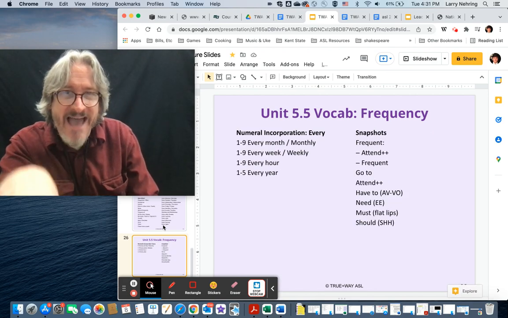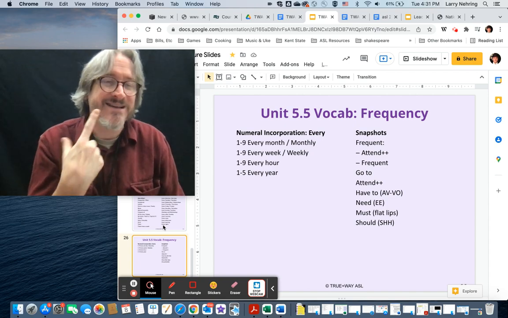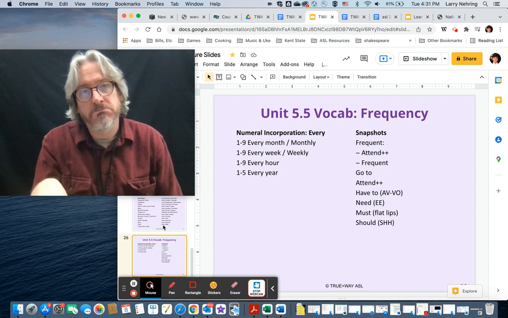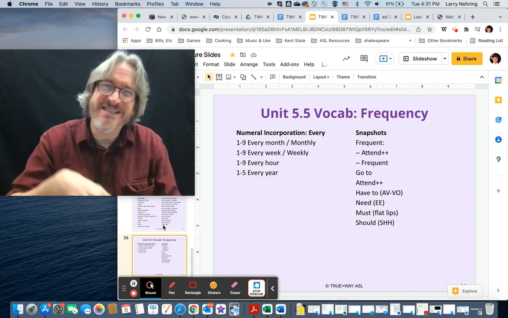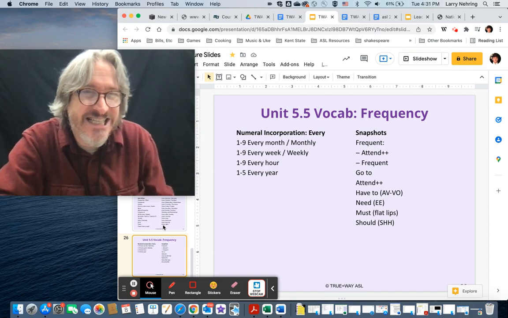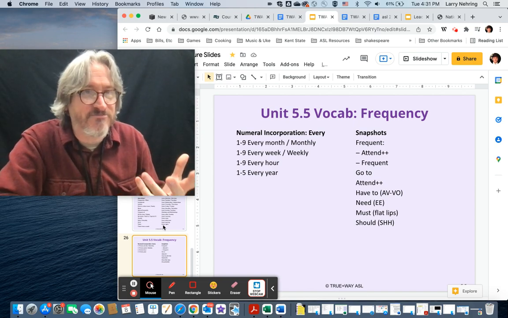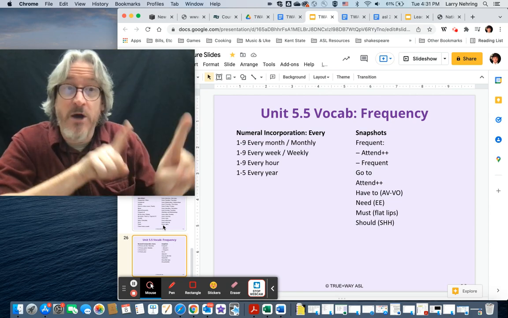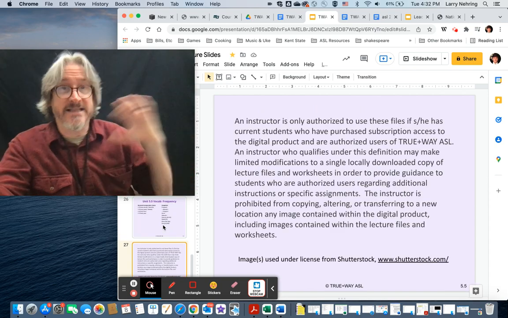So notice how where it says avo, it's have to. That's what the mouth is saying. Must, and should, you really should do that, right? It's almost the same as need. So small, medium, large, and you're now starting to see how we apply those to each of those signs. And that's basically it. That's 5.5.